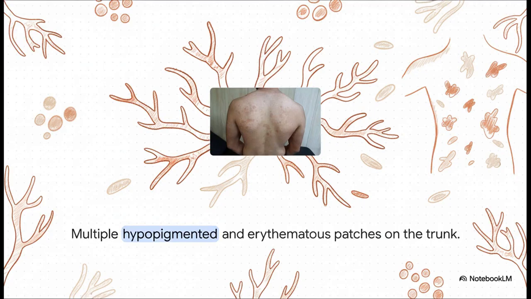Okay, let's jump right into a clinical scenario. Your patient walks in, and this is what you see on their trunk. Take a close look. Multiple hypopigmented and some erythematous patches. So, what's jumping to the top of your differential diagnosis? This classic presentation should really make one condition pop into your head almost immediately.